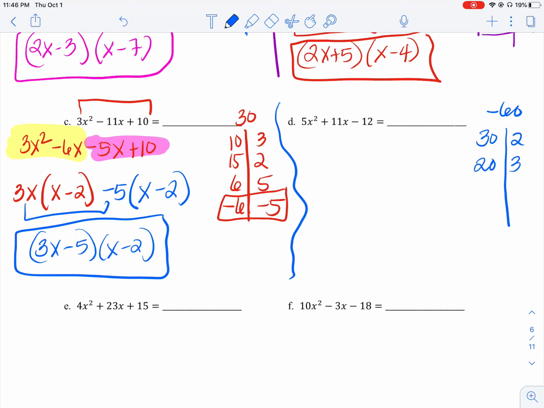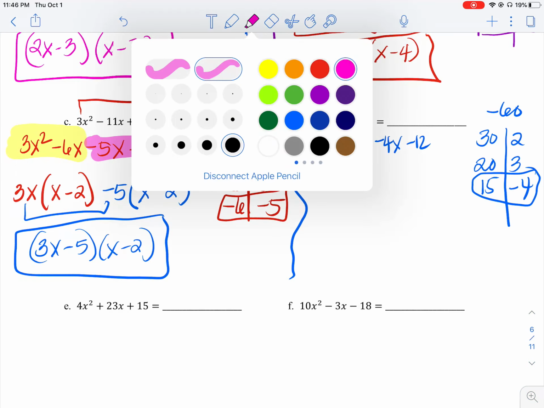Do you guys know what I'm trying to do here? I'm trying to find the perfect pair. We have 15 and negative 4, right? Because 15 times negative 4 is negative 60, and 15 plus negative 4 is 11. So we have 5x squared plus 15x minus 4x minus 12. That's kind of a lot. Okay, let's factor them by group.